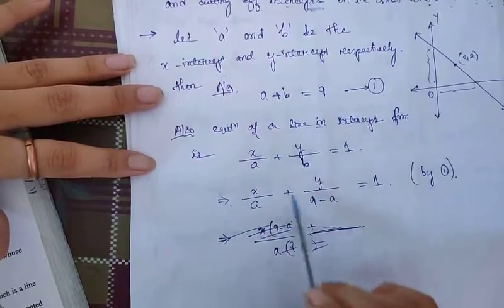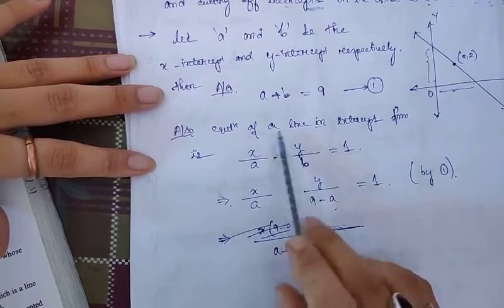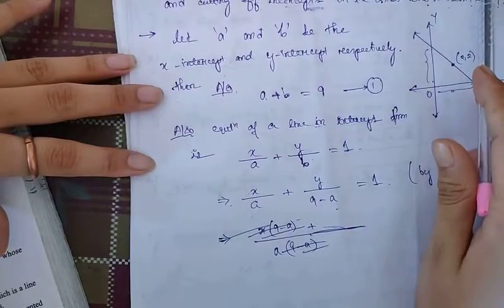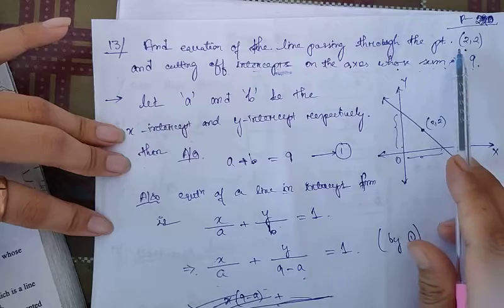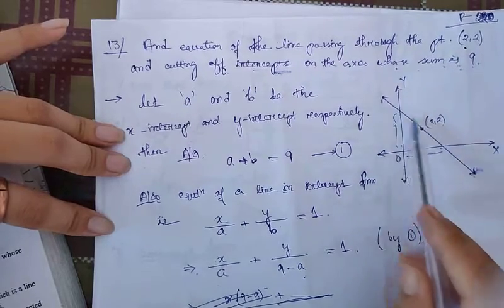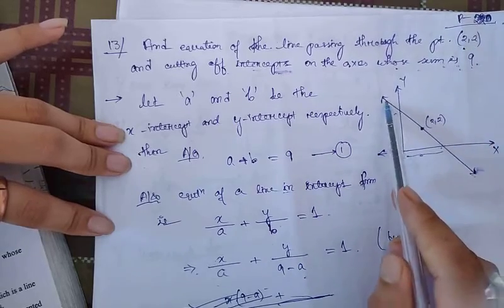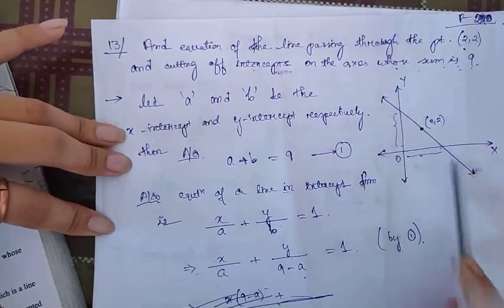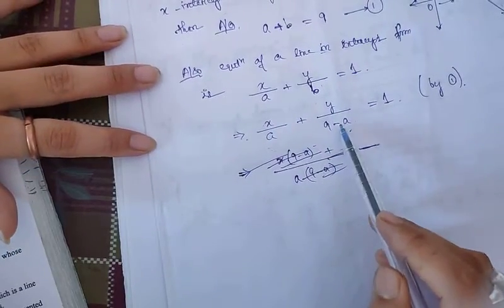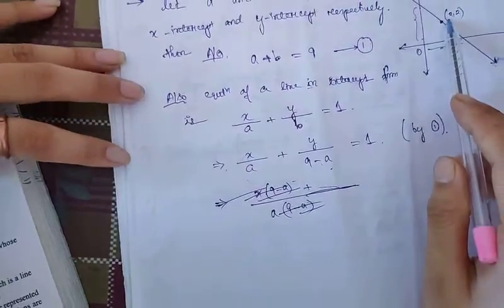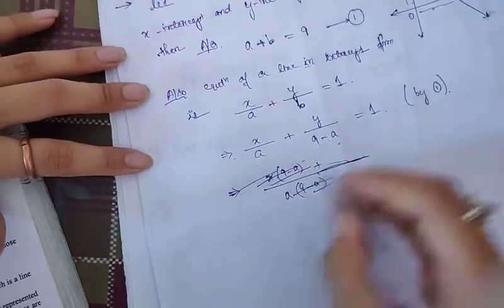Also given, we have got the equation of this line. Also given, this equation passes through the point 2, 2. This line passes through the point 2, 2. And the equation of this line is x by a plus y by 9 minus a. Since the line passes through the point 2, 2, we put the x value 2 and the y value 2.